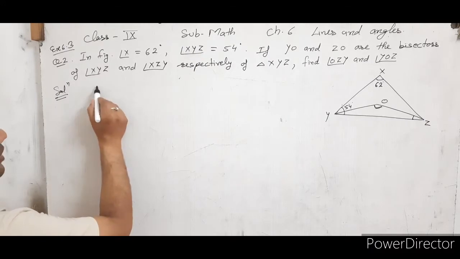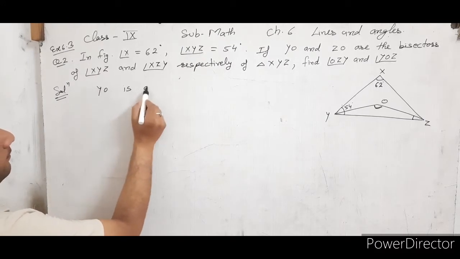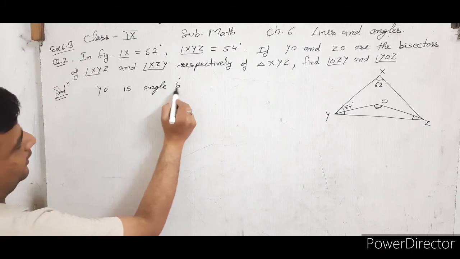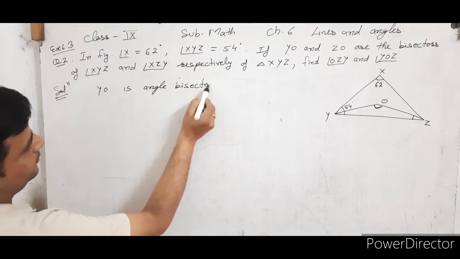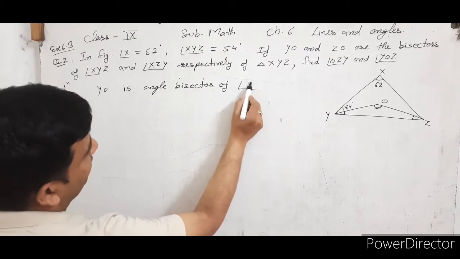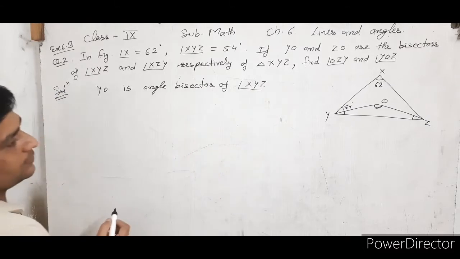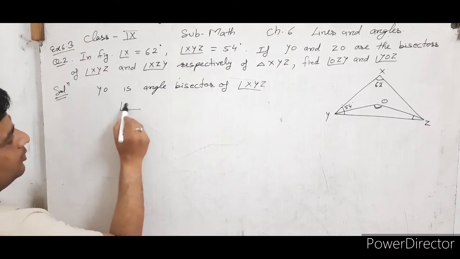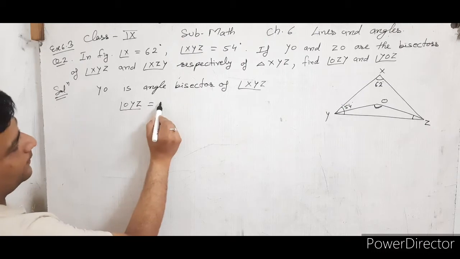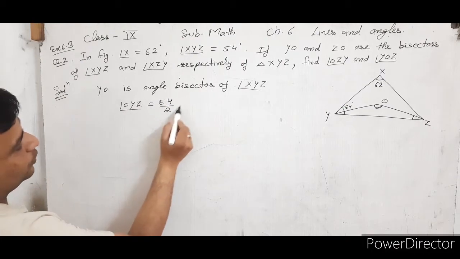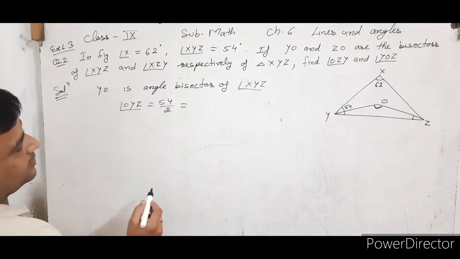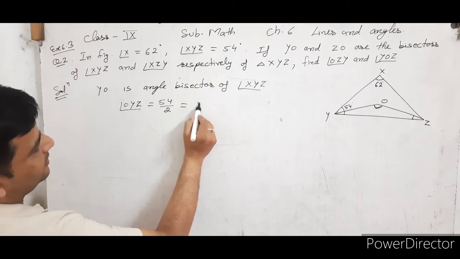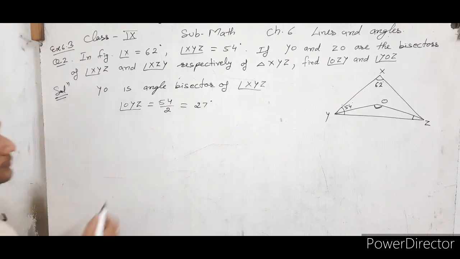As we know that YO is the angle bisector of angle XYZ. That means angle OYZ is equal to 54 upon 2, because it is an angle bisector, and that is equal to 27 degrees.